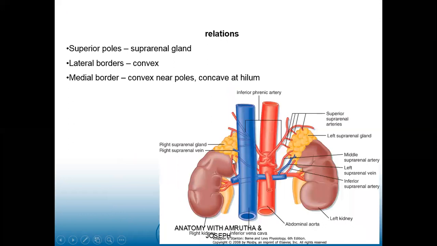Relations of kidneys. The superior pole is related to the suprarenal gland as we discussed before. The border seen on the lateral aspect is convex, whereas the medial border is convex near the poles, but concavity is seen at the hilum. This area is the hilum. The hilum is a gateway where the structures are entering and leaving the kidneys.